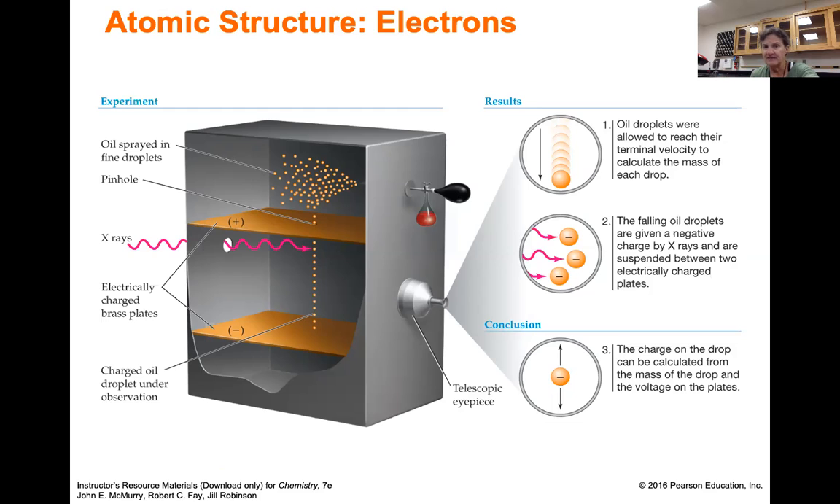And so if you look at the two plates inside the box, if you put a charge of plus on one and minus on the other by using an electric circuit, you can continue to increase that positive negative charge until the oil droplets are just standing there and they don't fall anymore. So from that, you can calculate the mass of the drop and the voltage on the plate. So you can calculate the charge on the drop by calculating the mass, which you had from the first experiment, and then the voltage on the two plates. So once you have the mass to charge ratio, we can figure out the charge.